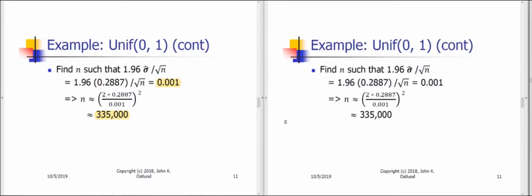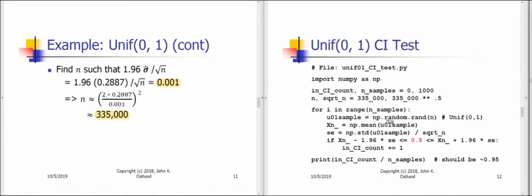And here on slide 12 is code that's very similar to what we saw before, with just minor modifications. We're drawing 335,000 samples from a uniform distribution. Now, randn(n) is a standard normal distribution. Rand in the np.random module is a uniform distribution on 0, 1. And the true mean for the uniform distribution is 0.5 rather than 0.